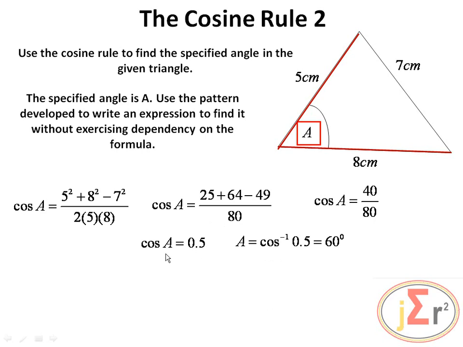So we have the cosine of the angle. We need to find the angle. So we do the cosine inverse. And that is equal to 60 degrees. Do not forget about the inverse of a trig ratio. It is used to find the angle when the trig ratio is given.